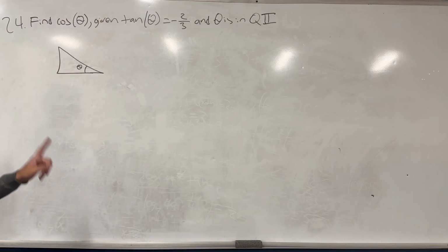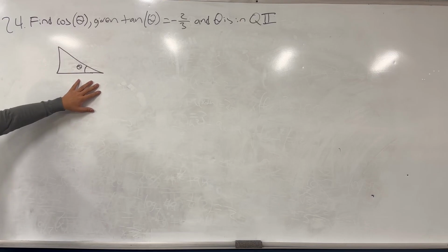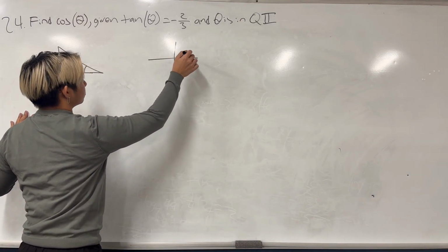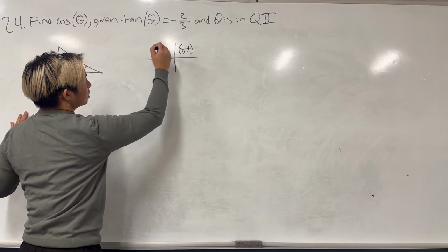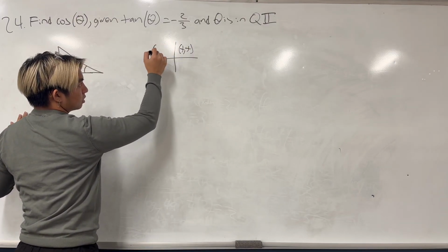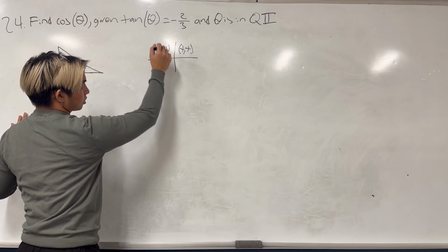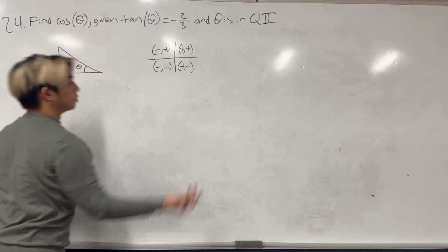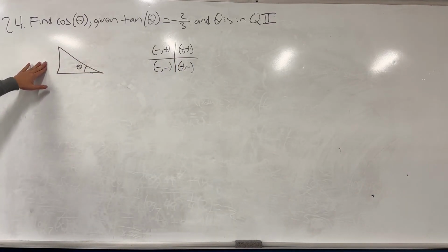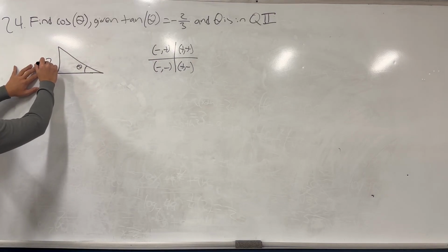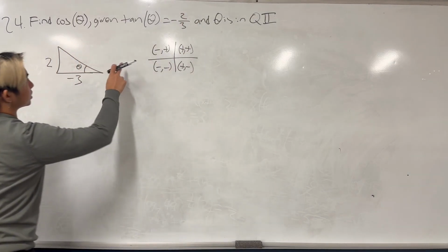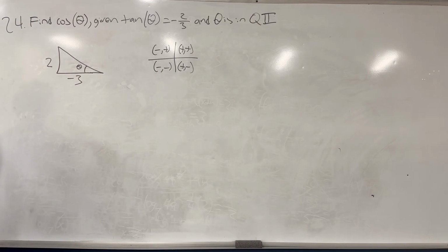So where does that negative belong? We know this is quadrant 2. If we draw quadrant 2, this is positive, positive, and this is negative, positive, because it's quadrant 2. So this means that this is positive 2 over negative 3, because this is y over x.